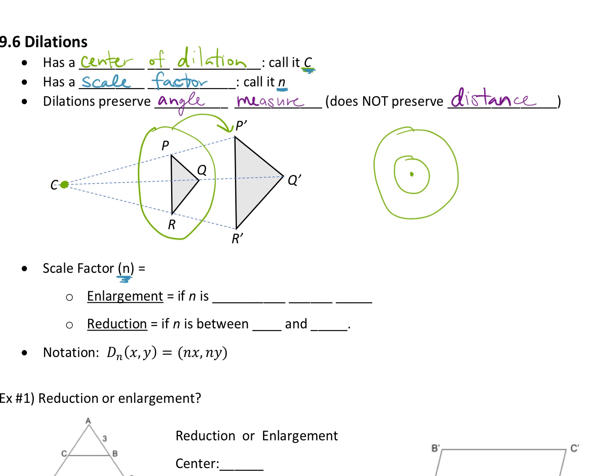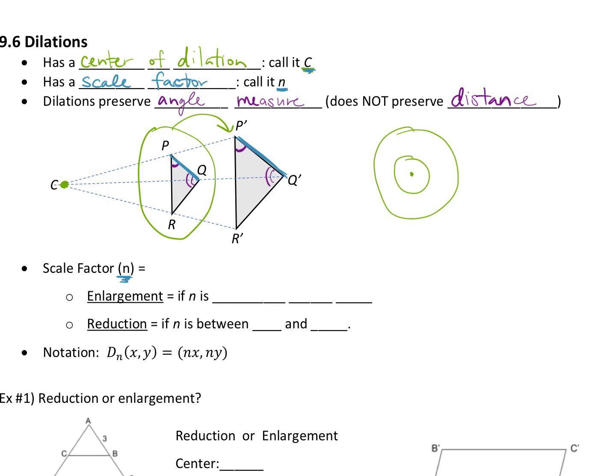Dilations preserve angle measure, okay? The angles of your figure are still the same. This angle right here is still the same size as that angle. So if it was 55 degrees, this one's 55 degrees also. Q prime is the same as Q, okay? So they preserve angle measure, but they don't preserve distance. Notice this length here, PQ, is not the same as P prime Q prime, right? They're different sizes now. So angles will stay the same. Side lengths will be different, okay?